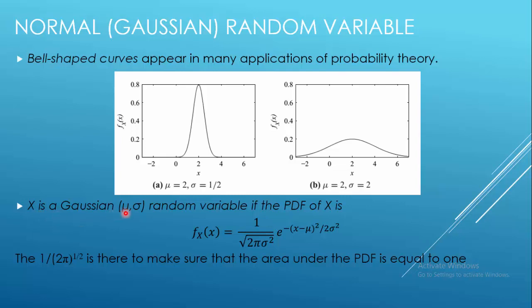X is a Gaussian random variable if the PDF of X, the probability density function for normal distribution, is given as f of x is equal to 1 divided by square root of 2 pi sigma square, multiplied by e raised to the power minus (x minus mu) whole square divided by 2 sigma square. And this factor 1 over square root of 2 pi sigma square is there to make sure that the area under the curve is equal to 1. We have talked about it in a previous video that the area under this curve must be equal to 1.